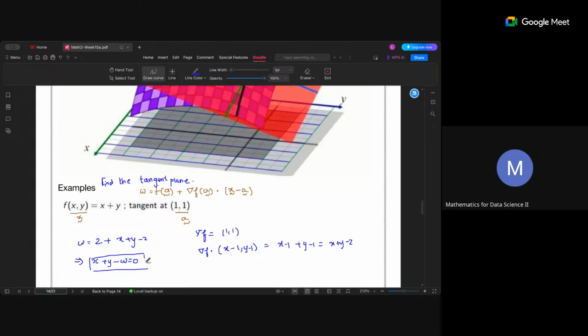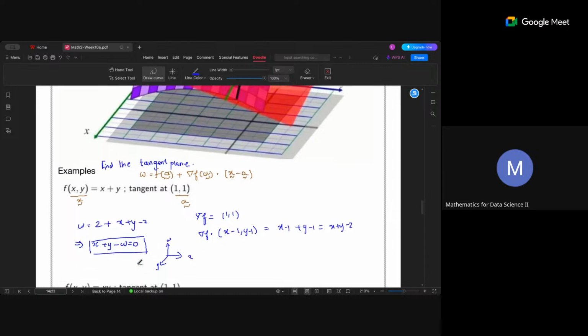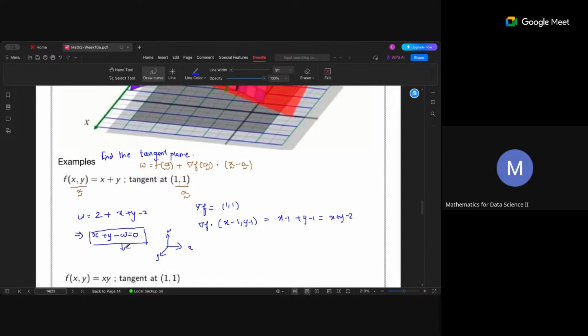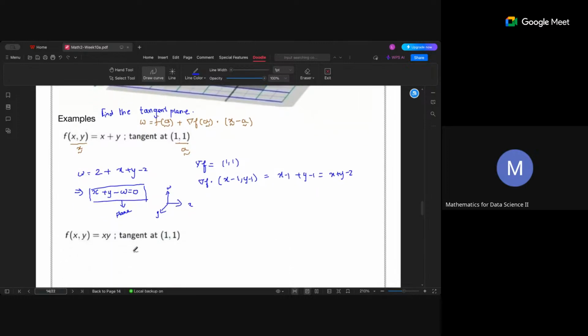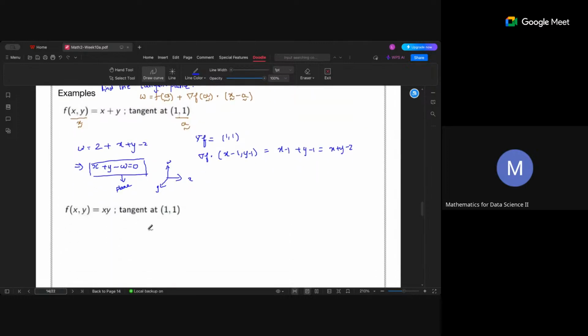If you think that you have x, y, instead of z, the name is just w, that's all. In R3, what does this equation represent? A plane. Yes. Okay. Similarly, do the same problem for this function. Find the tangent plane.